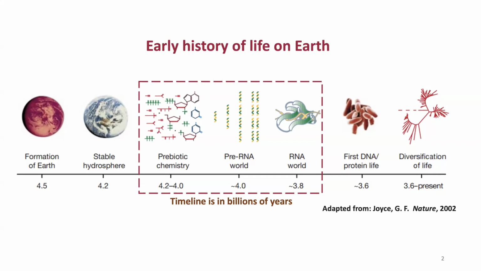Here is an early history of life on Earth. And this gives you a sense of the timeline that we're looking at, where we think these events would have panned out. We're looking at events that happened somewhere between 3.8 to 4 billion years ago. Very early on in the history of Earth, once it attained a stable hydrosphere, which we are not very sure when it happened, but it was super early after its formation.